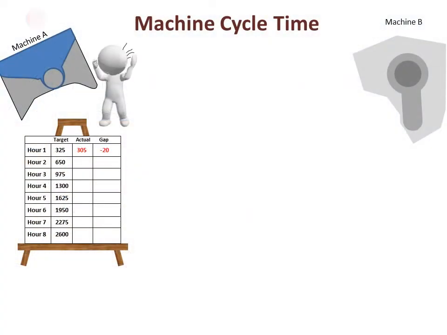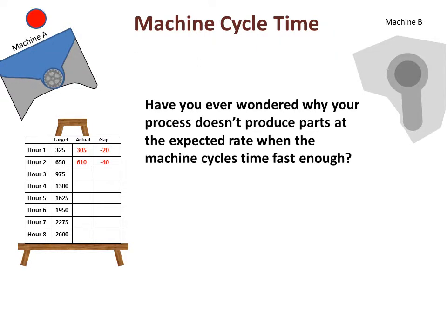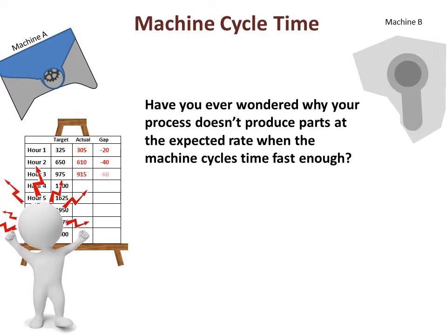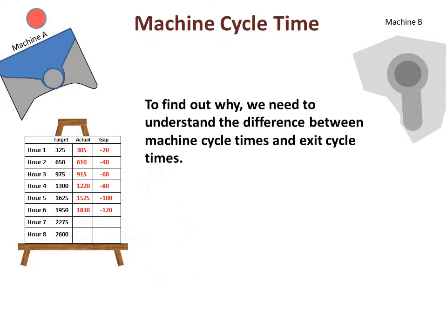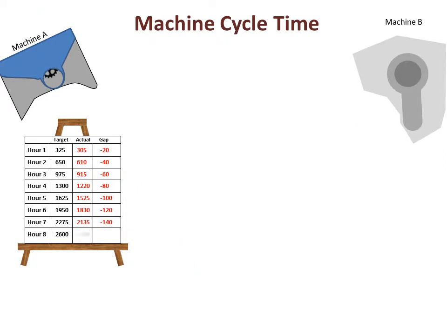Have you ever wondered why your processes don't produce parts at the expected rate, even when the machine cycles fast enough? You time the machine's cycles, they're fine, but every hour the production board shows you getting further and further behind. That's truly a frustrating feeling.